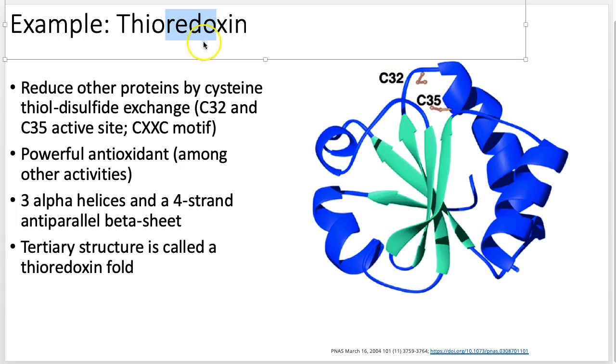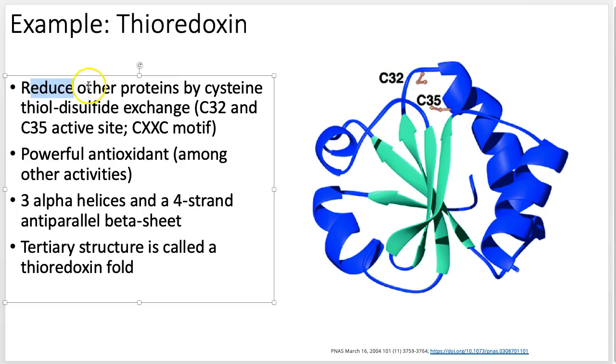And oxidation is the opposite. And so thioredoxin is an enzyme that is going to basically take 2 thiols and stick them together. Okay, so it can reduce, i.e., add electrons to other proteins that have cysteine thiol disulfide exchanges.